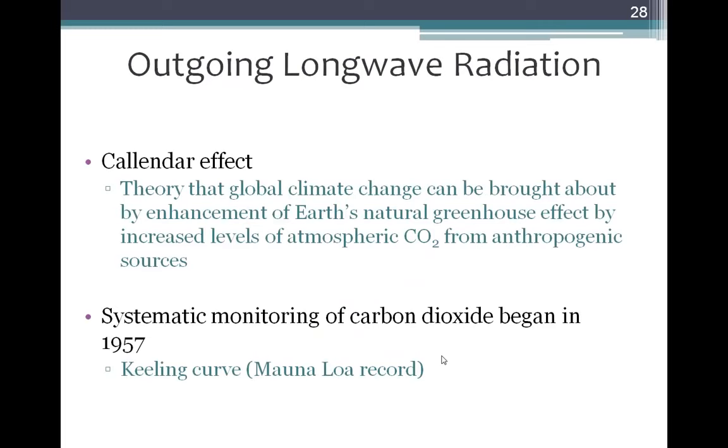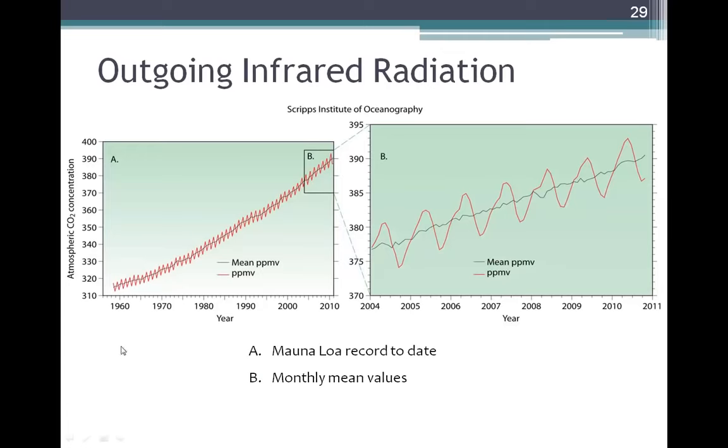So we have the naturally occurring greenhouse effect, but what happens if we add more greenhouse gases to our atmosphere? Well, the theory says that we can actually change the climate if that happens. And to test this, we've been monitoring carbon dioxide in the atmosphere since 1957, and we have this famous graph, which you may have seen, that shows the atmospheric concentration of carbon dioxide. So across the x-axis we have time, the years, so it began in 1957 and it continues to this day.